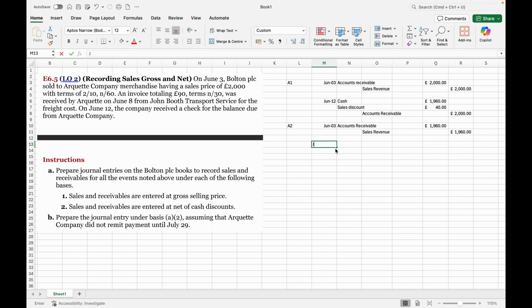Now, on June 12th, we say that we have received our account receivable. So that is why we will say that we have received cash, obviously, and then we will credit our account receivable account by the same amounts.